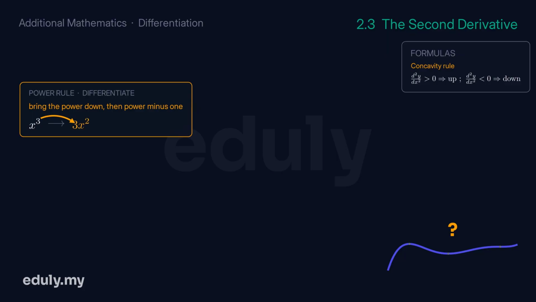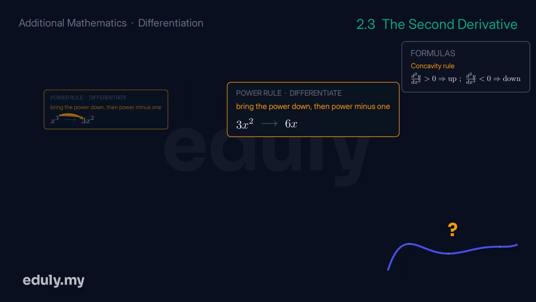Start with y itself. Bring the power down, drop it by 1. That gives dy by dx. Now take dy by dx itself and run the exact same rule on it a second time. Bring the power down, drop it by 1. That gives d squared y by dx squared. One trap. To get the second derivative, do not go back to y and try something new. Same rule, applied twice in order, or you'll land on a wrong expression.